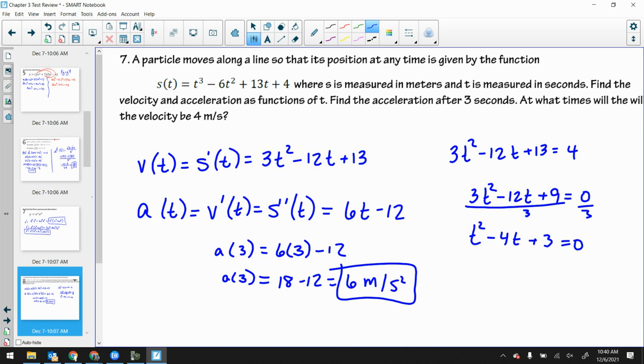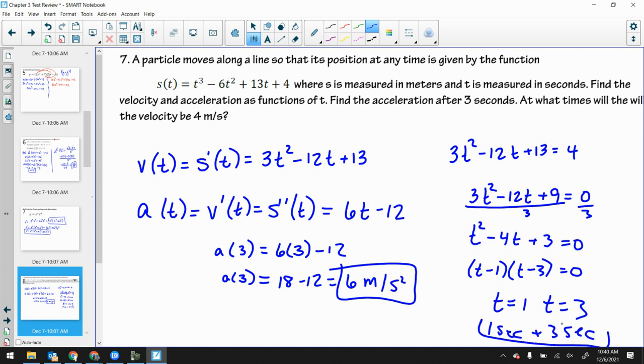And factor. Factors of positive 3 that add to get the negative 4 are minus 1 and minus 3. t is equal to 1. t is equal to 3. So 1 second and 3 seconds, the velocity is equal to 4.